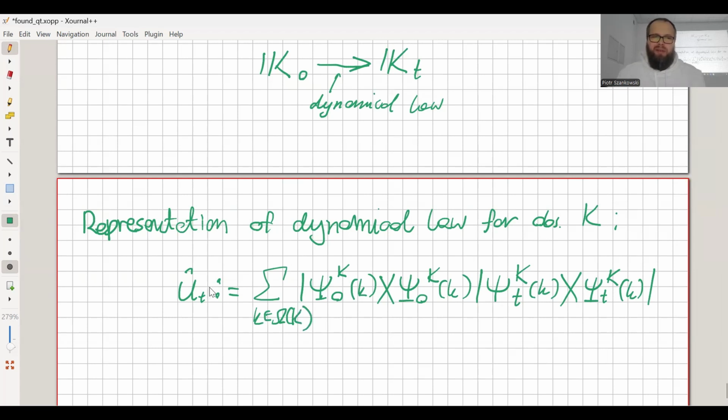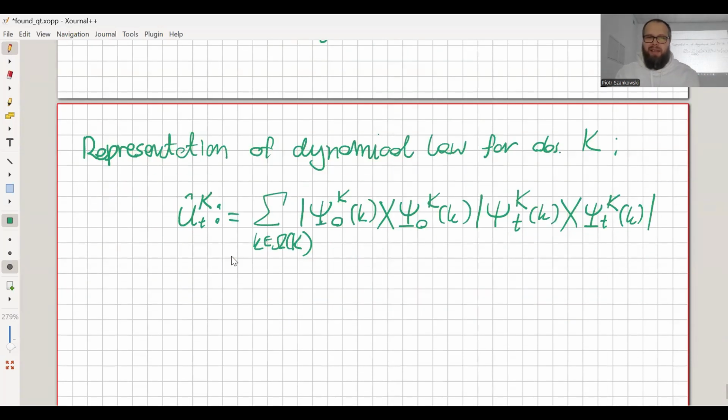So this u_t actually should be labeled with k, because as for now we know that there is a dynamical law for this particular observable k, which we chose in the beginning. So this is a standard way to write down the unitary transformation that changes between bases, right? So we have here a scalar product between elements of basis k_t with elements of basis k_0, right? Yes, standard formula, right?